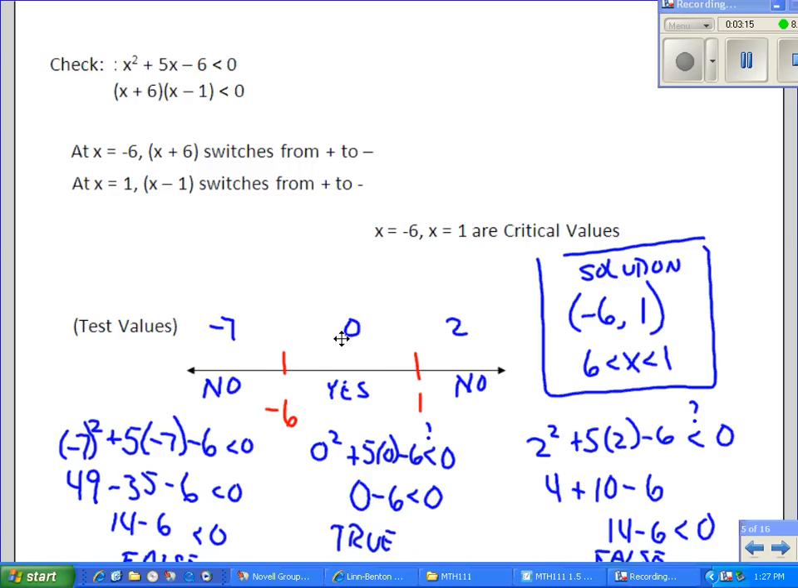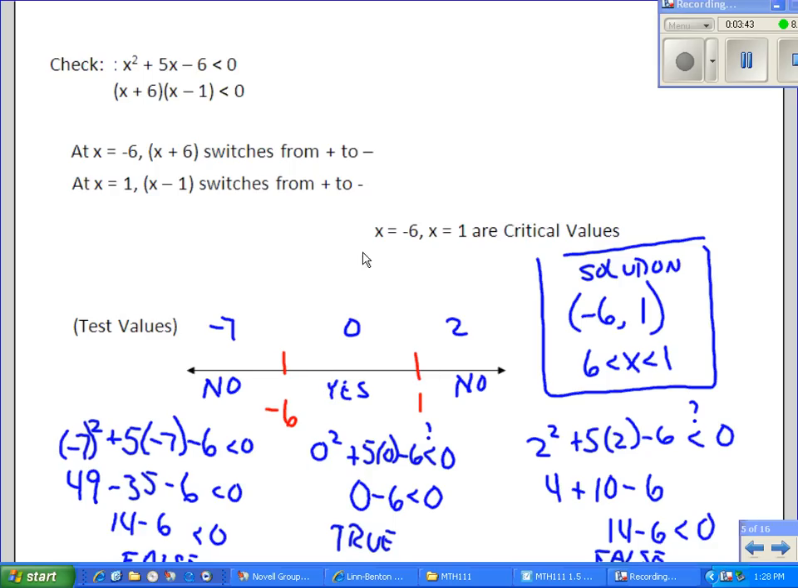Now taking 0, plugging it into our inequality, simplifying it, 0 subtract 6 is negative 6. Negative 6 is less than 0, so this is true. So we do want this region. And then taking our third test value, substituting it in, 14 subtract 6 is 8, less than 0. That's not true, so we don't want this region. So the region we want are the values between negative 6 and 1.